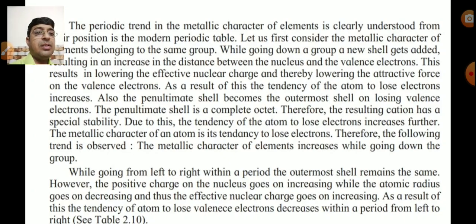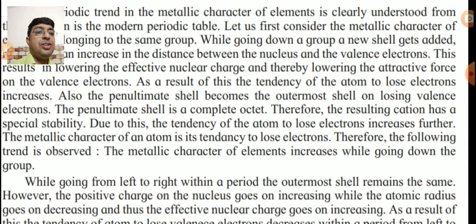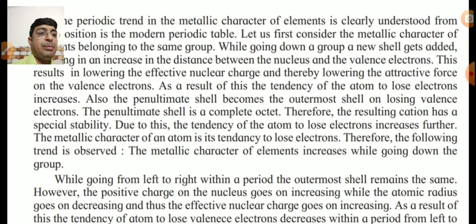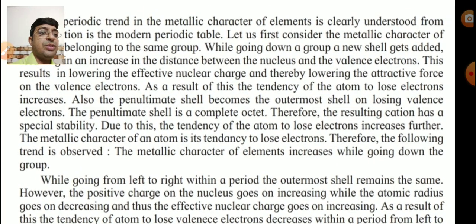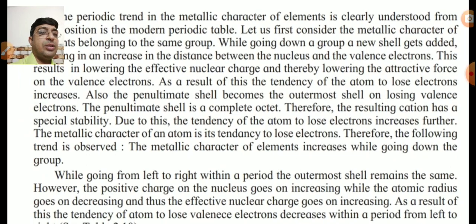Also, the penultimate shell becomes the outermost shell on losing valence electrons. The penultimate shell is a complete octet. Therefore, the resulting cation has a special stability like the zero group element. Due to this, the tendency of the atom to lose electron increases further.